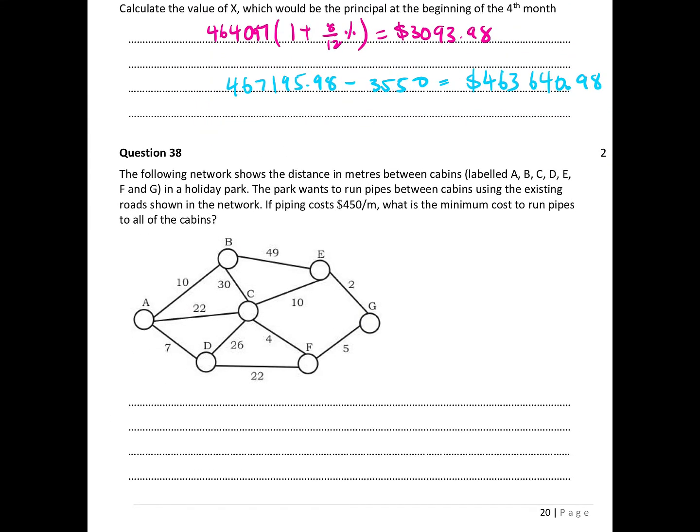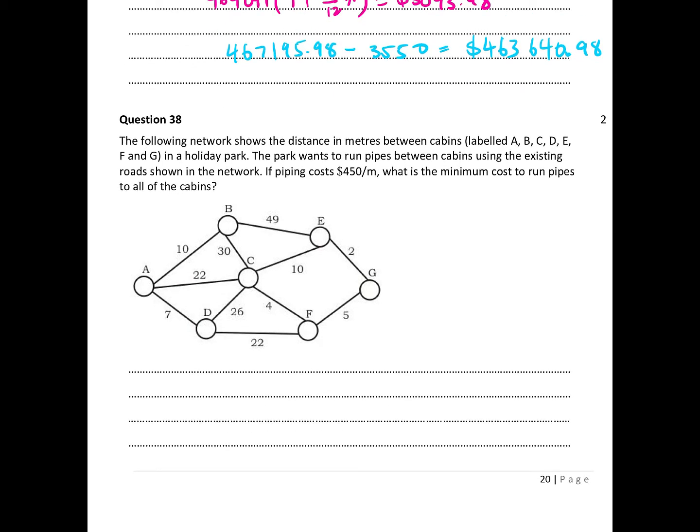Question 38. The following network shows the distance in meters between cabins A, B, C, D, E, F, and G in a holiday park. The park wants to run pipes between cabins using the existing road shown in the network. If piping costs $450 a meter, what is the minimum cost to run pipes to all the cabins? So if I want to connect pipes to all the cabins at a minimum cost, I'm going to have to find the minimum spanning tree, because the minimum spanning tree means I'm connecting all my vertices in the least possible way. So I like to use Prim's algorithm, but feel free to use whichever you're comfortable with.